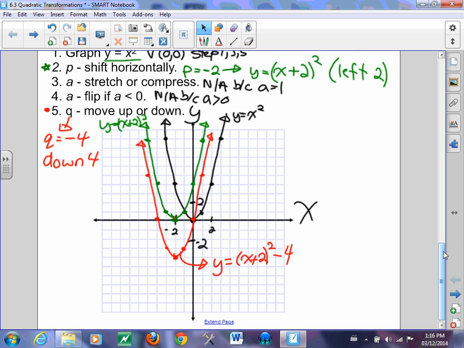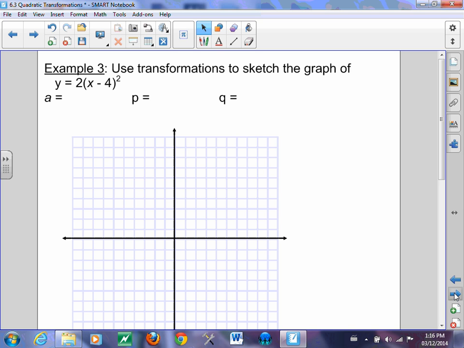Okay. Let's take a look at another example where it's getting a little harder. We're going to take a look at a little bit more aspects of it in example 3. So in example 3, folks, it says use the transformations to sketch the graph of y equals 2(x minus 4) squared. Okay, so first of all, before we do any graphing, let's take a look at what our A, P, and Q are.